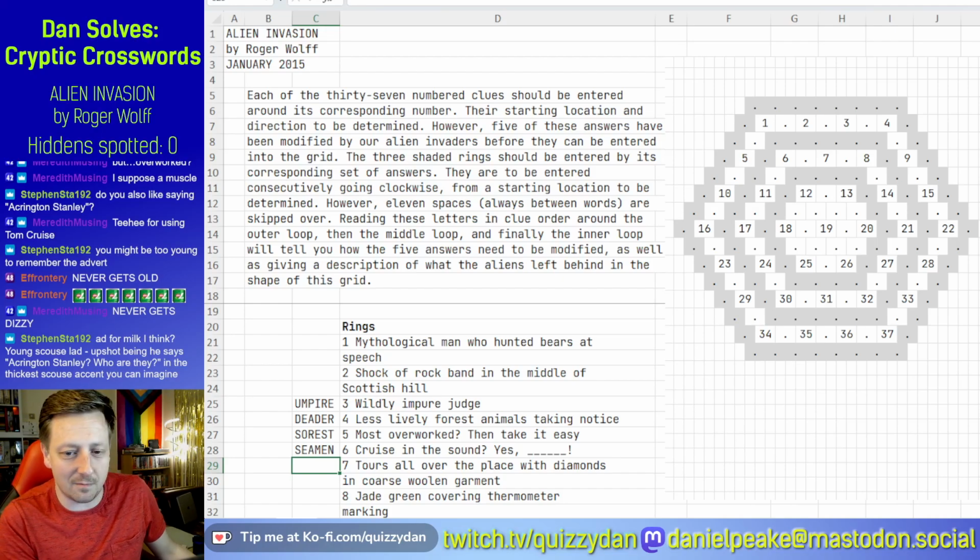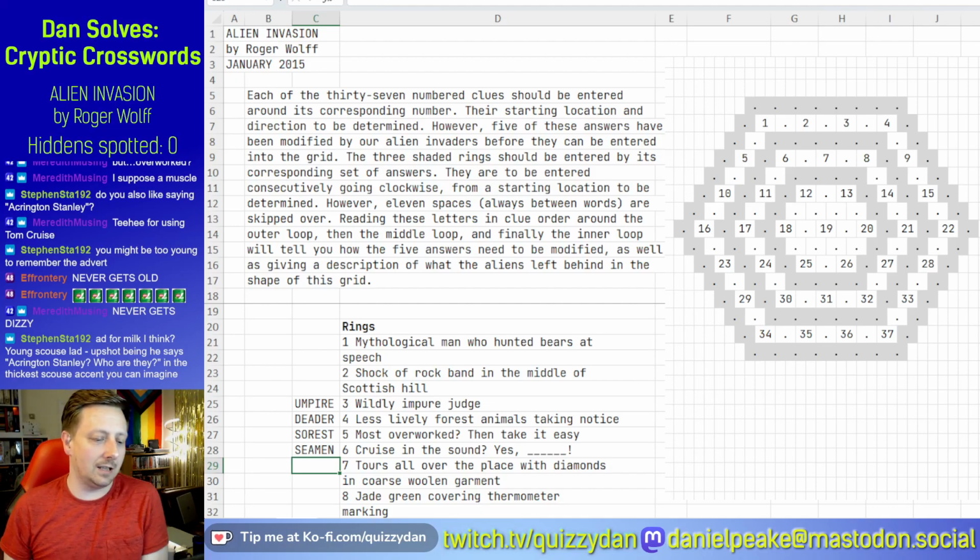It's got to have one of the letters from seamen in it. Anagram of tools with D. Anyone got 7? Anyone got 7 around? If not, I'll move on.